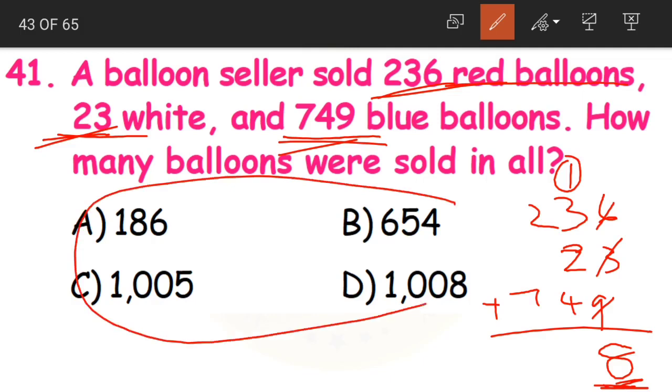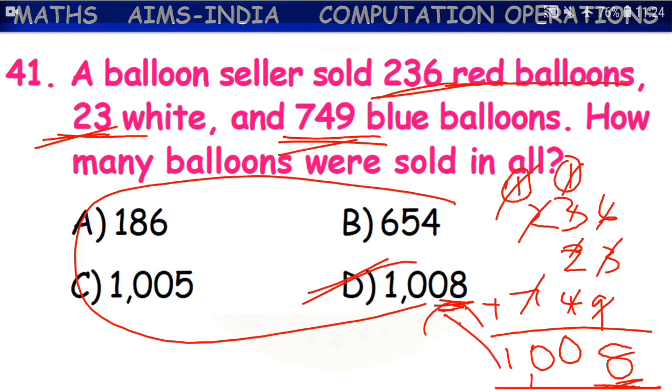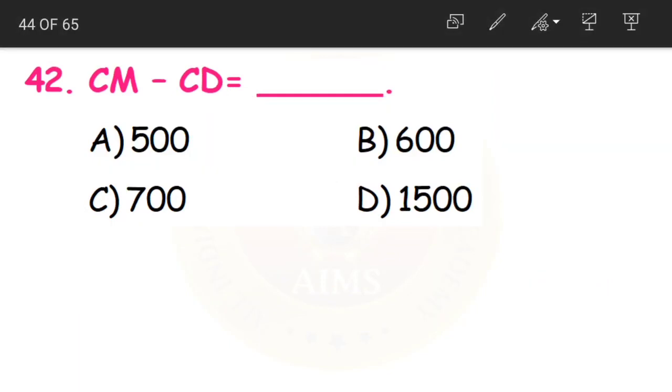See children, in our sum we are having 8 in the ones place. Now if you look at the options, only option D also has 8 in the ones place. So option D becomes our correct answer. Even without solving you can say that. Or else you can add it. 3 plus 1 is 4, 4 plus 2 is 6, 6 plus 2 is 10. 0 here 1 carried. 1 plus 2 is 3, 3 plus 7 is 10. What is the answer? 1008. The same as option D, right? Yes. Next question.